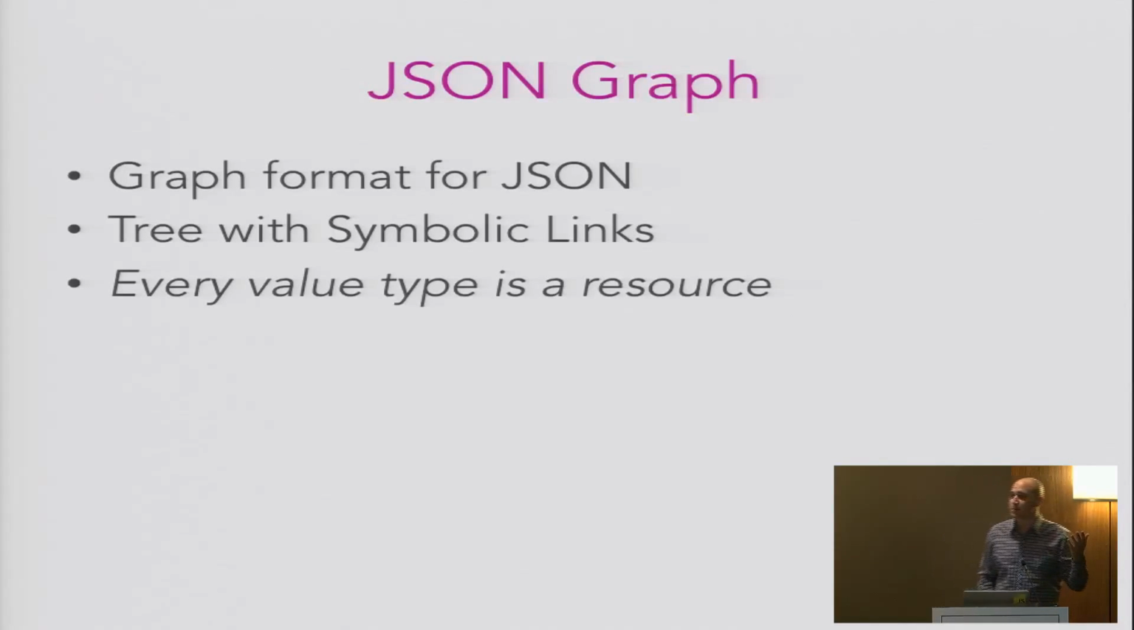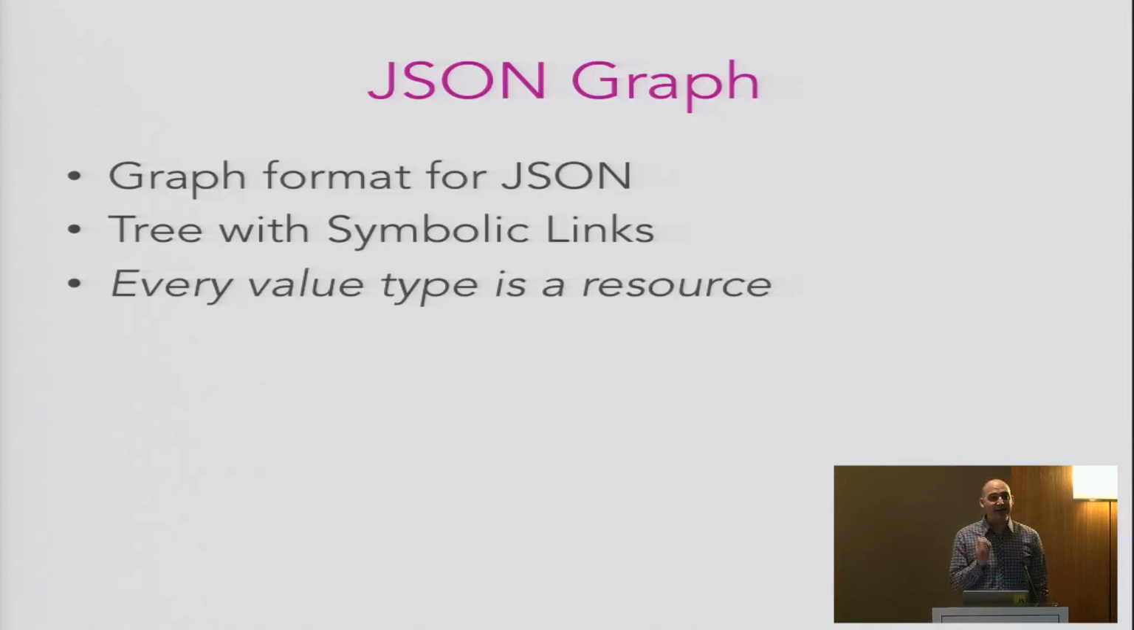A Unix file system is a tree, but by creating this symbolic link that's nothing but a file with a path inside of it, you've effectively created a graph. And so that's a very, very nice way of modeling a graph in a tree format, and so we're going to do exactly that. One key thing, though, that I want to call out about a JSON graph is that every value, every simple primitive value in this JSON file is a resource.